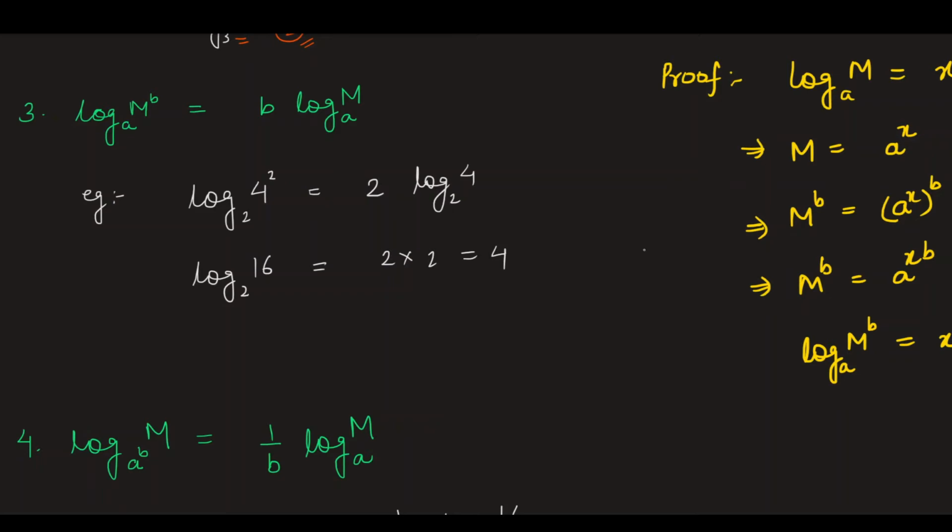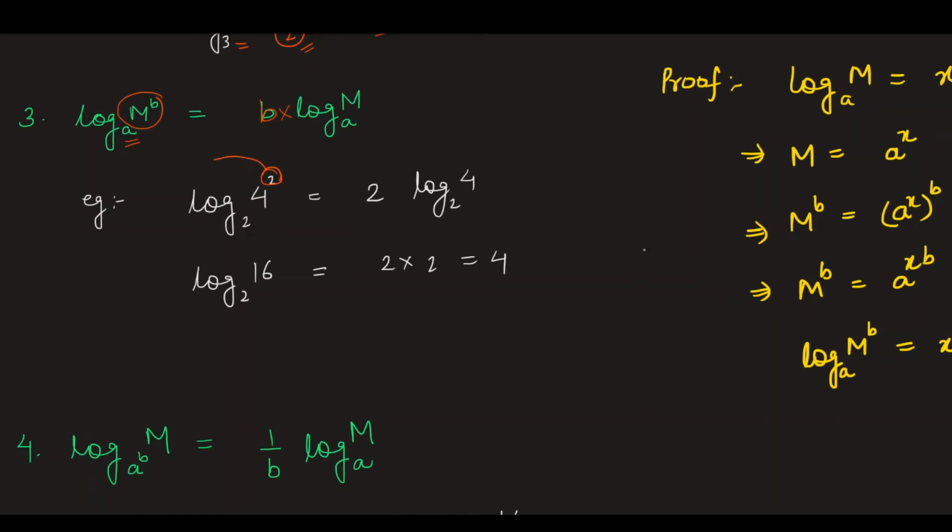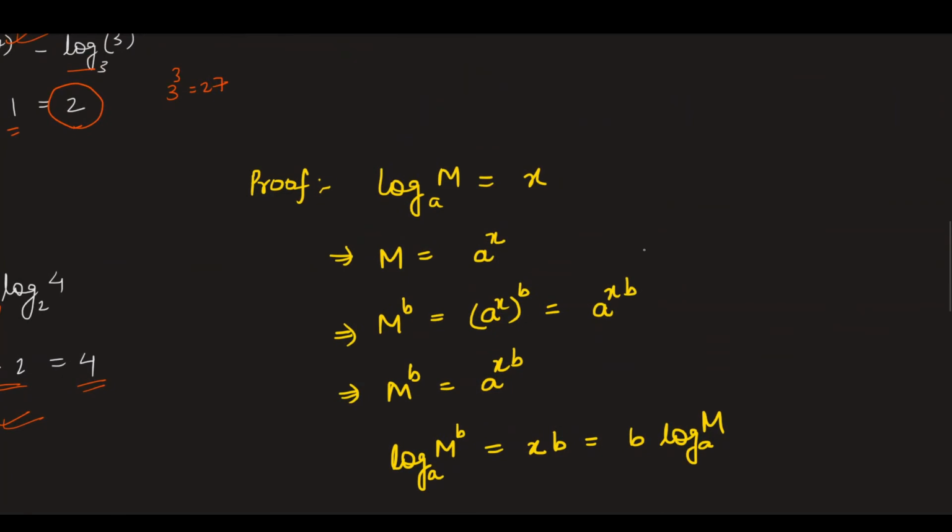So it is saying log m to the power b to the base a is actually b into log m base a. So with an example, log 4 square to the base 2 can be written as this 2 can be placed here. So 2 here, then the rest is this, log 4 to the base 2. We know that 4 square is 16 and 2 to the power 4 is 16. Hence this log is 4. And from this side it is also coming 4. Hence this is a valid property. So its proof is easy.